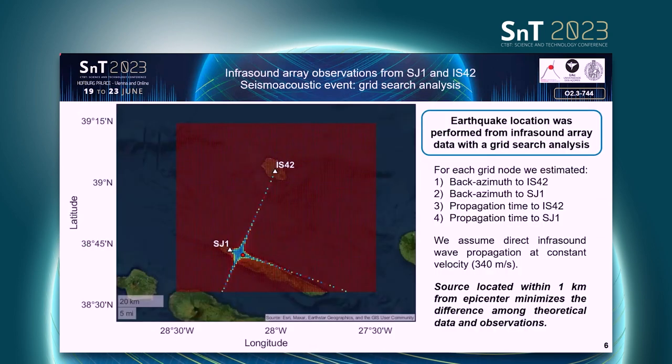To cross bearing and determine the location of the event, we did a grid search analysis using the time arrivals at each array, and also the back azimuths, considering a grid of 1 kilometer per node. We considered direct wave propagation because it's only 40 kilometers distance between the two arrays. We concluded that the epicenter is estimated with an error of about 1 kilometer, so it's very close to the epicenter of the seismic event.